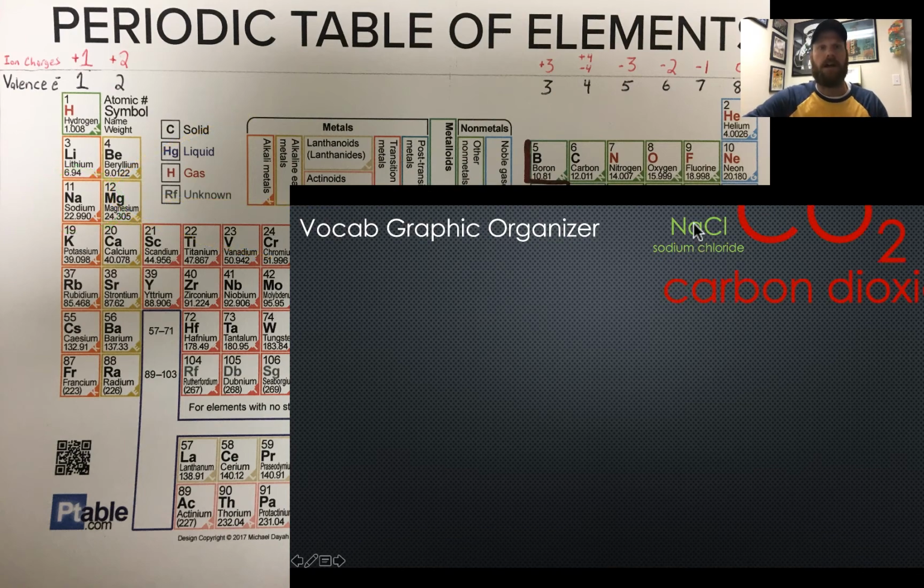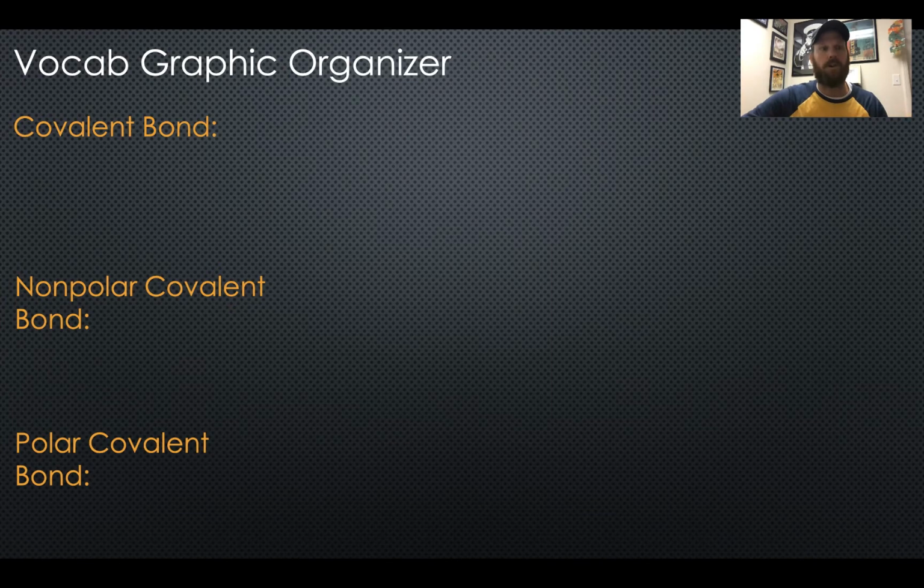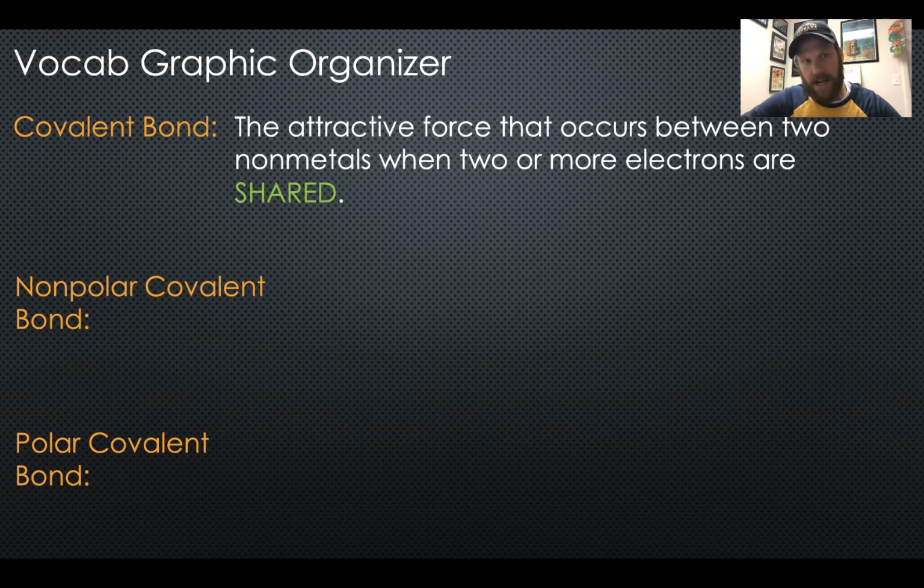metal. How about something like carbon dioxide? Well, the first element in the substance is carbon. Carbon is a nonmetal. Oxygen is also a nonmetal. The attractive force that involves the sharing of valence electrons between two nonmetals is known as a covalent bond.